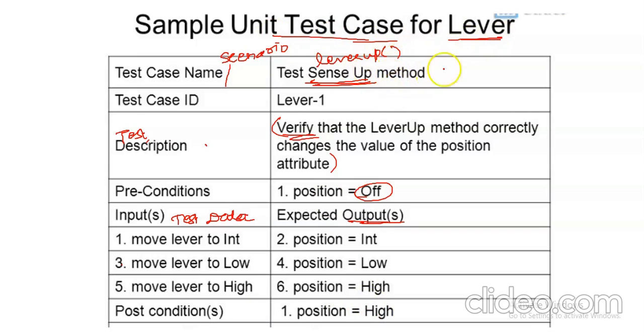Similarly, we can try it for the dial also. For the dial, initially the position will be 1; move the dial to 2, my dial position will be 2; move the dial to 3, my dial position will be 3. The post condition is the final dial position will be 3. So this is the unit test case for lever, and then we can do a unit test case for dial also.